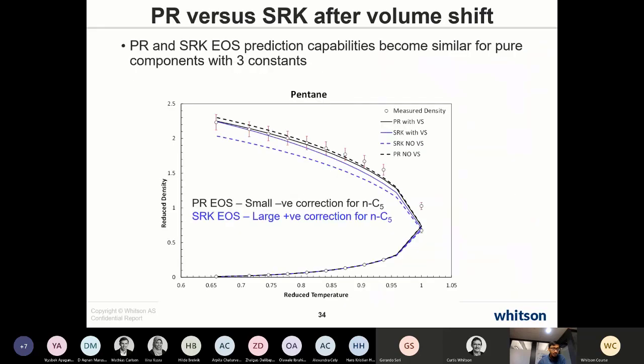And here we see that dotted line. That's something we saw before without the volume shift, how the densities are predicted for the liquid phase. And with the volume shift, we see that the two equation of state models, the Peng-Robinson and the SRK, are generally very comparable, for example, for this pentane component.